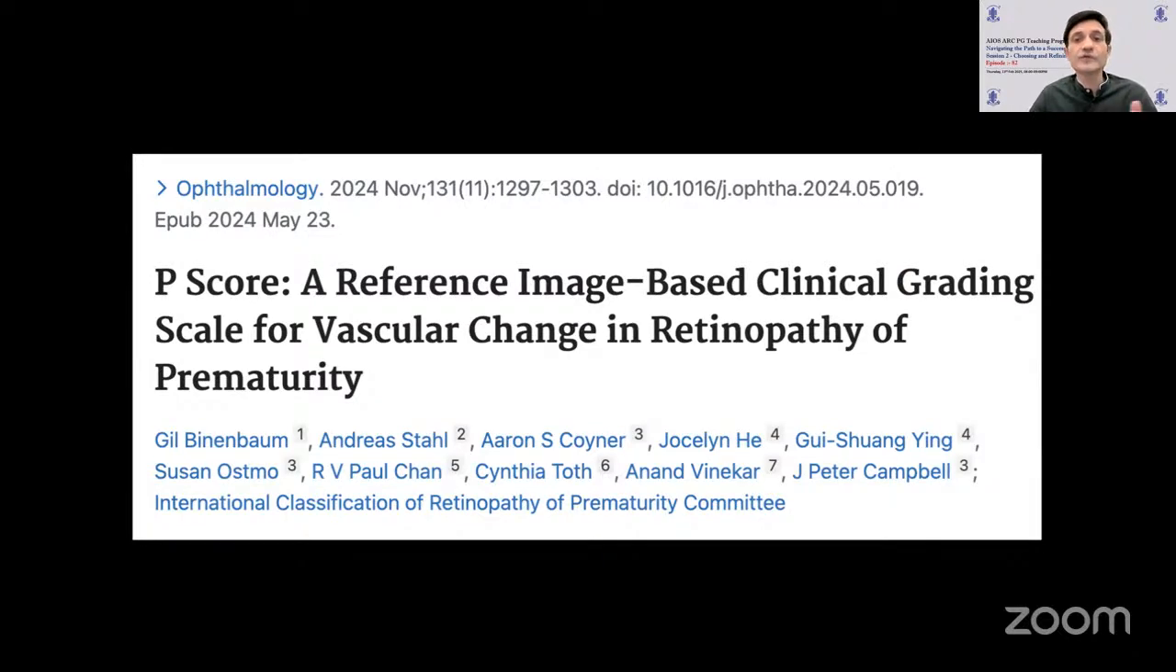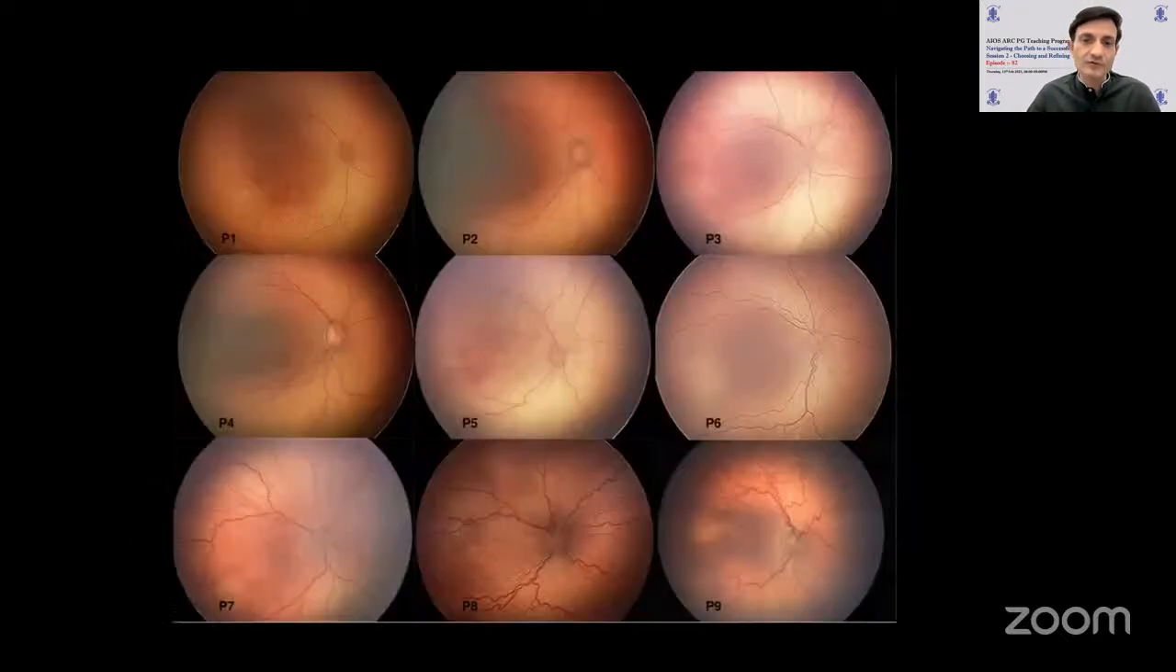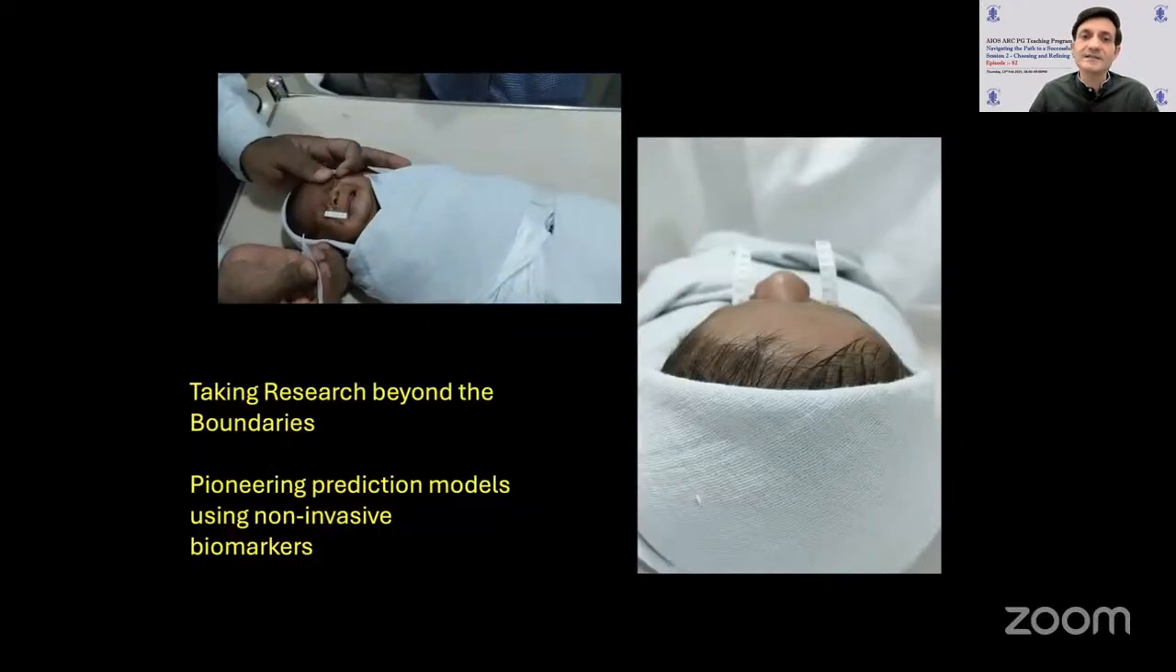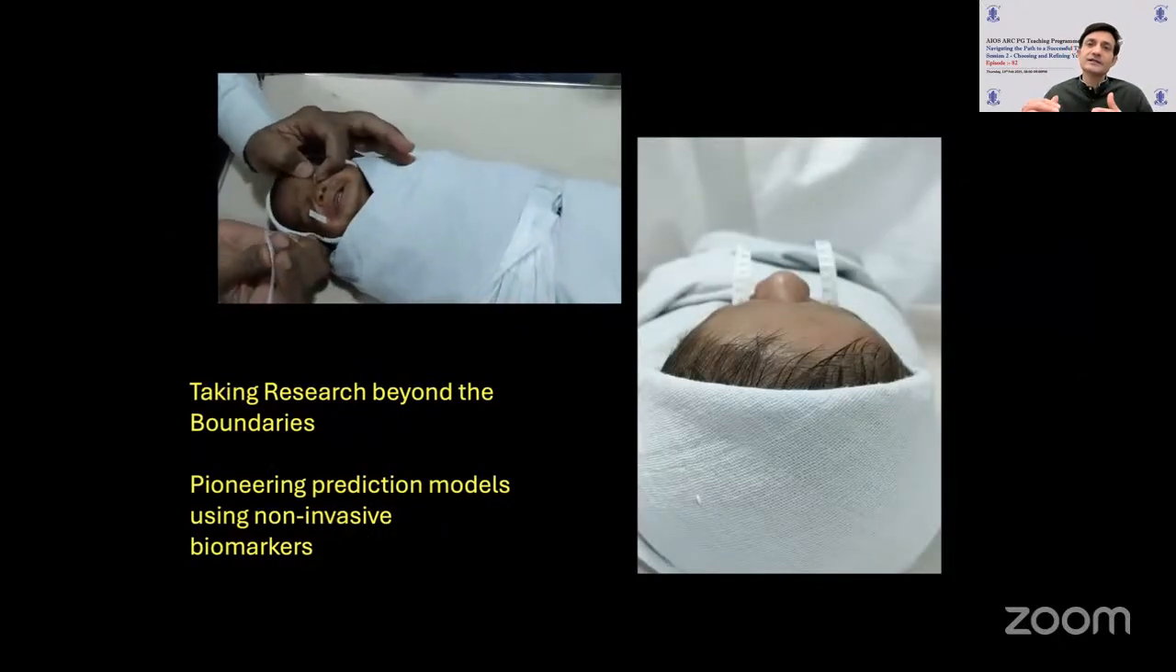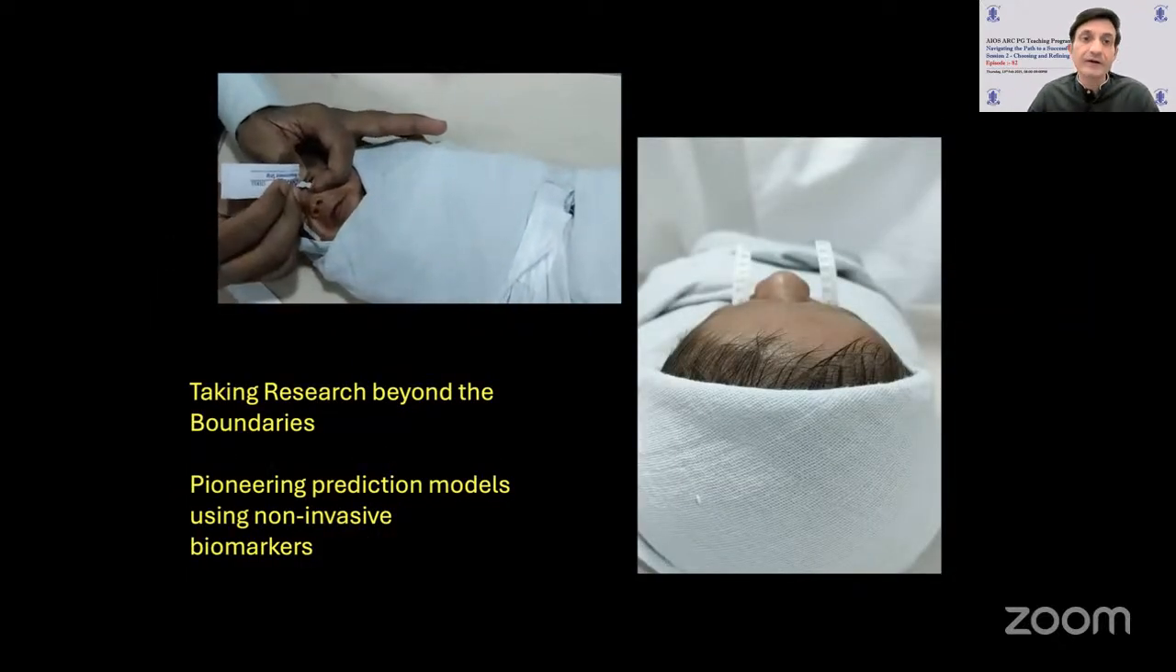And this new score, which not many are aware of, just like the ETDRS mild, moderate, severe NPDR, so to speak, since pre-plus and plus and no plus is quite a difficult conundrum, we actually have now standard pictures from P1 to P9 to figure out how that plus is. And then taking research beyond what the standard realm of care is.